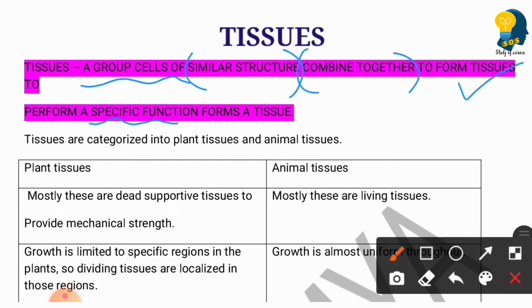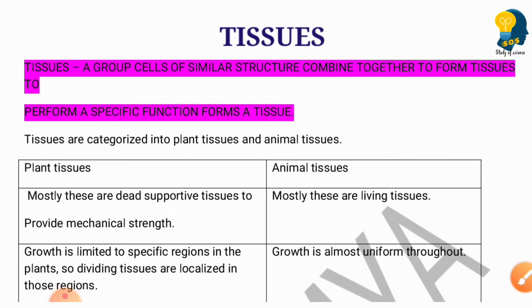Clear? When I talk about tissues, do all tissues look similar? No, right? Because when we look at the plant cell as well as the animal cell, they look different in their appearance. If you look at the plant cell and the animal cell, they do not look the same. So their tissues also do not look similar.